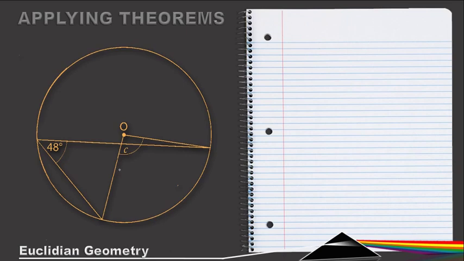Right, and then for the next question, we have C here as the angle subtended at the center. So C is 2 times 48 degrees, and once again our reason will be that angle at center is equal to 2 times the angle at the circumference. So therefore C is equal to 96 degrees.